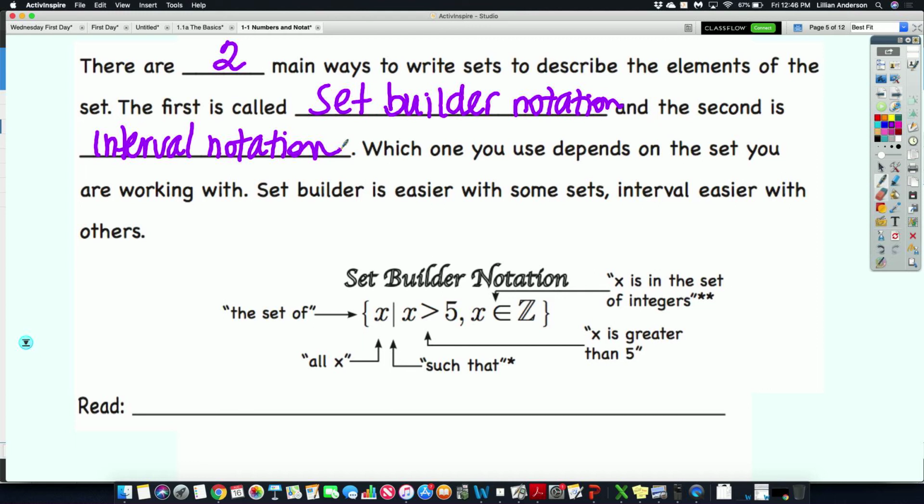So here's an example of set builder notation. You see it has the curly brackets involved. There's a variable. There's a vertical bar. There's some other things. And there's even that symbol for what?